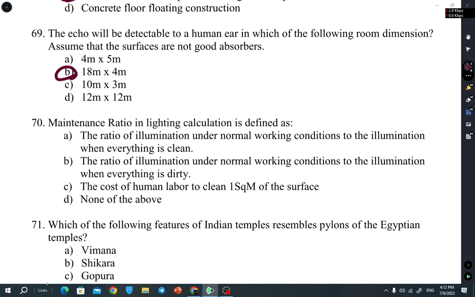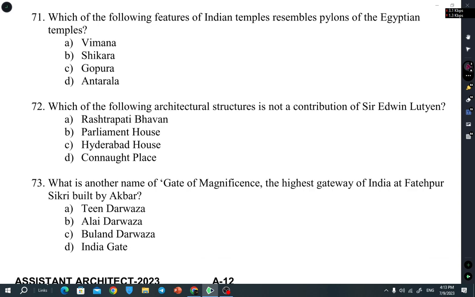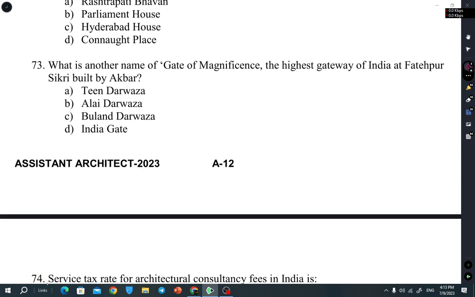Maintenance ratio in lighting calculation is defined as the ratio of illumination under normal working conditions to the illumination when everything is clean. Which of the following features of Indian temples resembles pylons of the Egyptian temples? Option C. Gopura. Which of the following architectural structures is not a contribution of Sir Edwin Lutyens? Option D. Connaught Place.